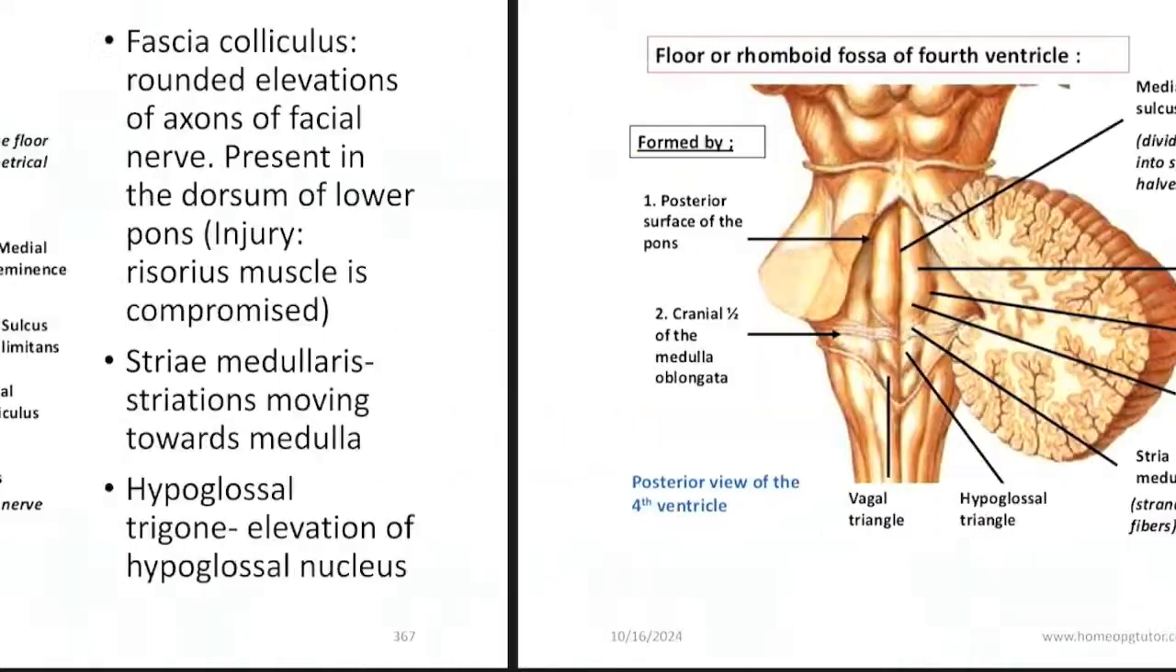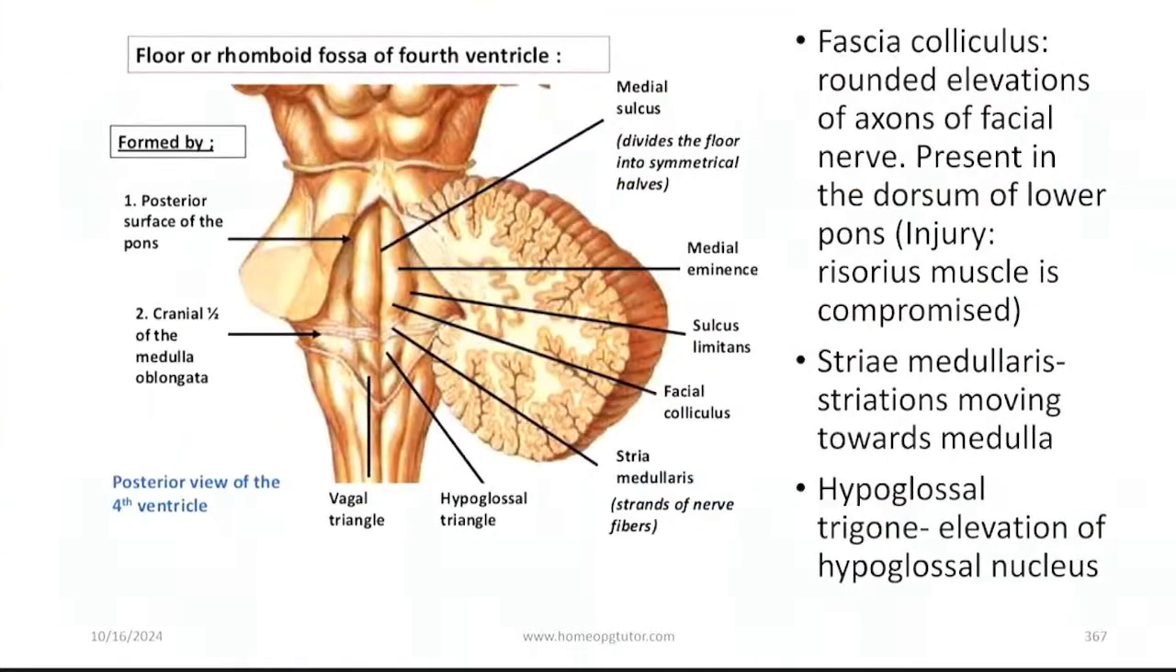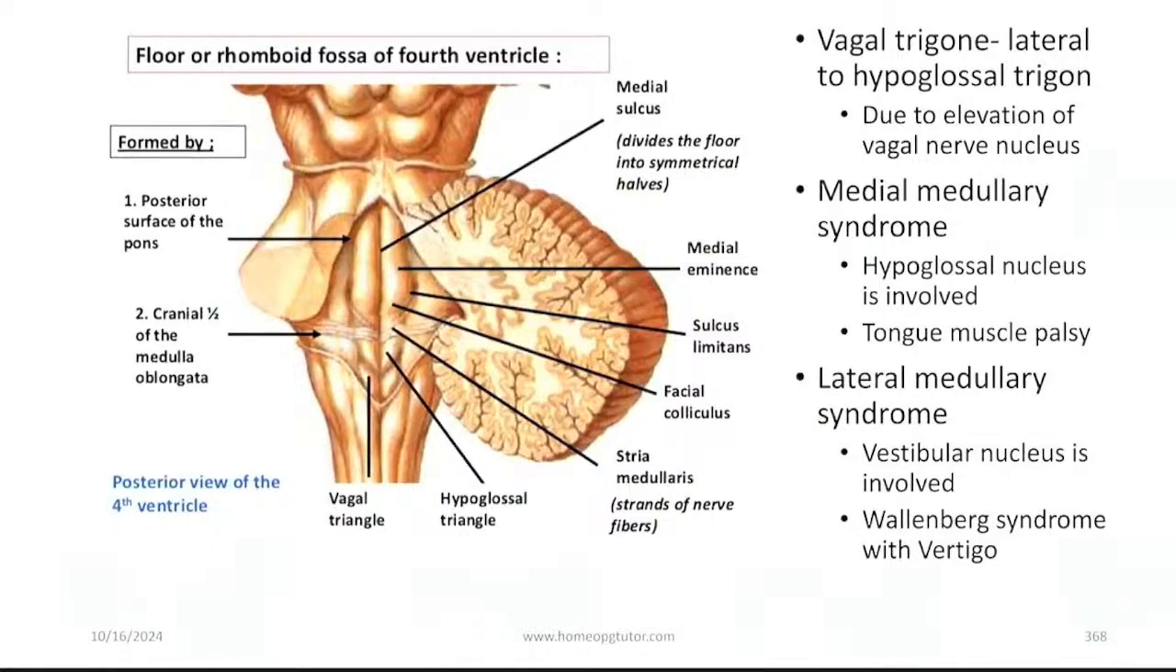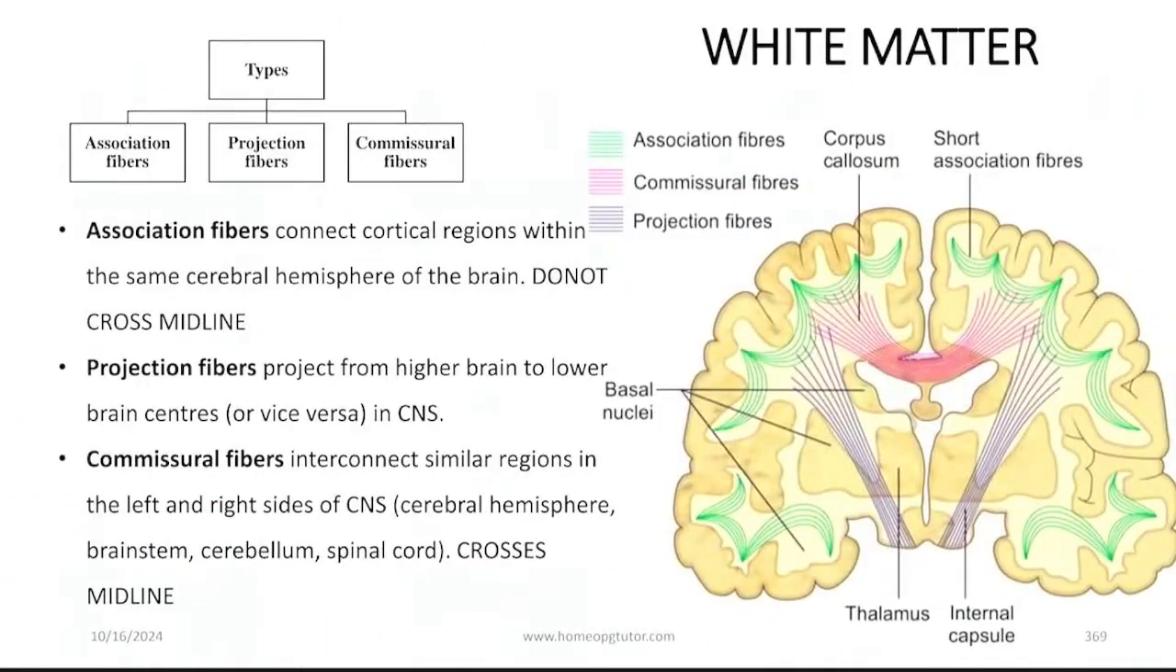One more thing I forgot to mention is the shape of the fourth ventricle floor. It is a rhomboid fossa, it is rhomboid in shape. So yeah, that was regarding the ventricles.